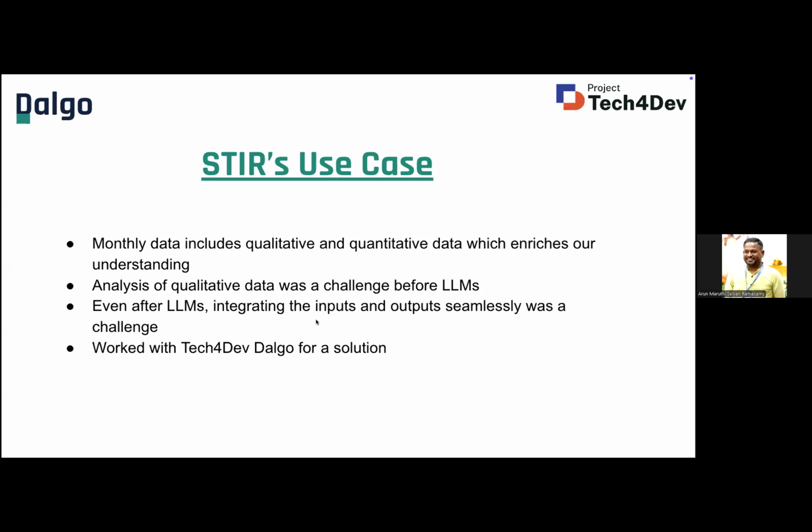Thank you. So the use cases, like I said, we had monthly data, which includes qualitative and quantitative. Qualitative data was a challenge before the LLMs, and even after the LLMs, it was difficult given the integrations and the multiple permutations and combinations. And therefore, we worked with Dalgo for the solution. I think Himanshu was also demonstrating this to a certain extent. What started happening is that we were able to make specific queries, like Himanshu was showing, right? We can filter out region-wise information. We just have to change the prompt slightly.